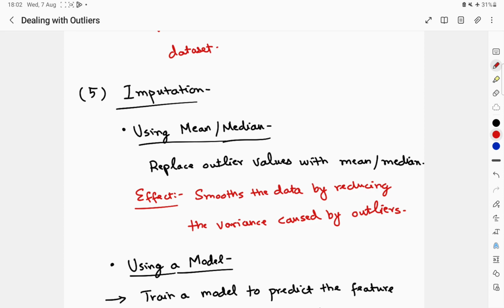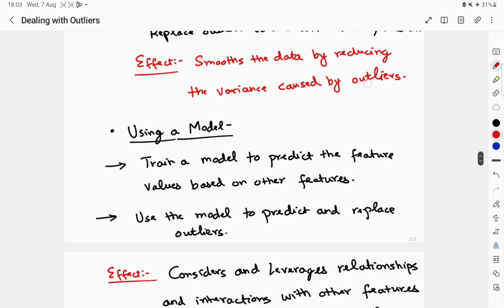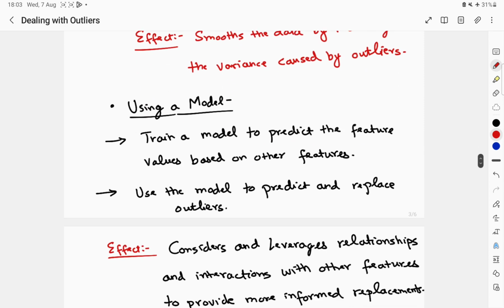But the drawback is that you are only considering that particular feature in isolation, and you are not considering the impact or the relationship and interaction of the other features. And that's where you can use the imputation using a model. So what you can do is you can train a very simple model to predict the feature values based on other features. This model could be a simple k nearest neighbors or any other simplistic model. And then you can use this particular model to predict and replace these outliers, right?